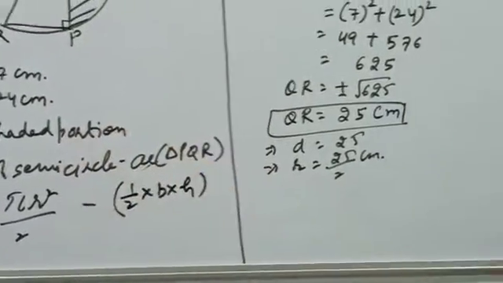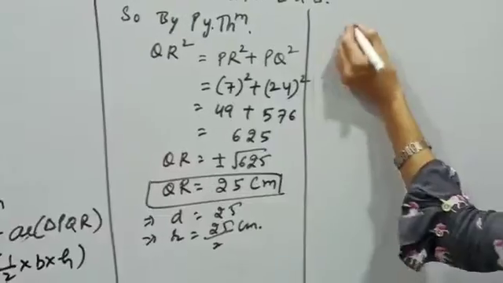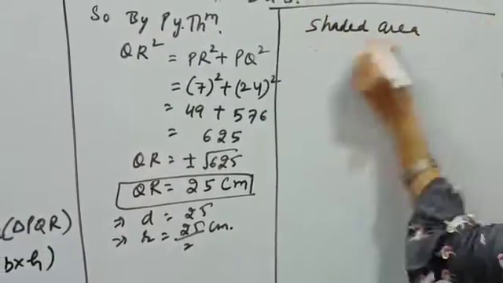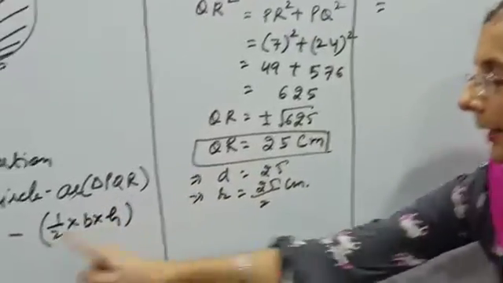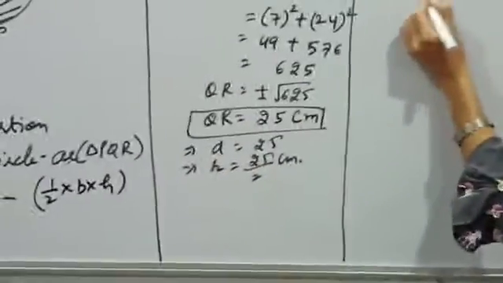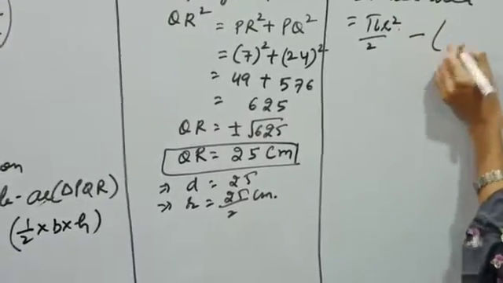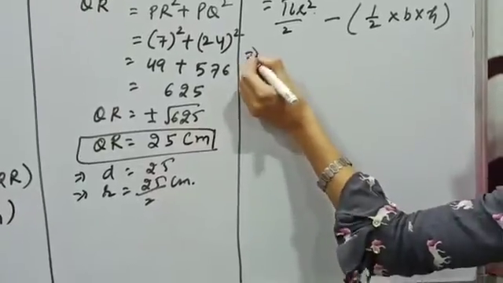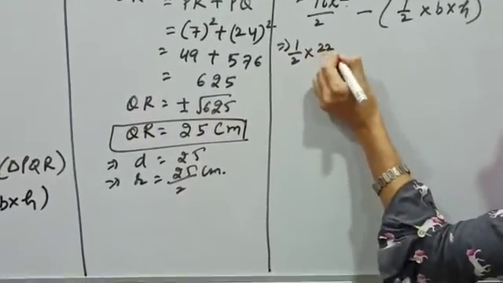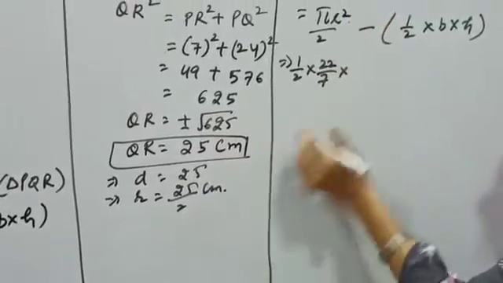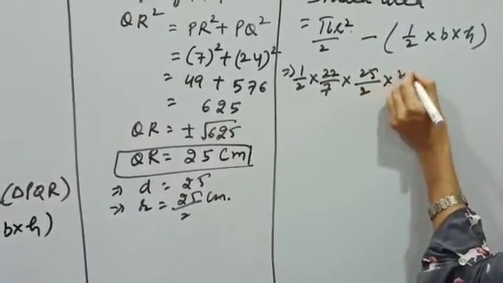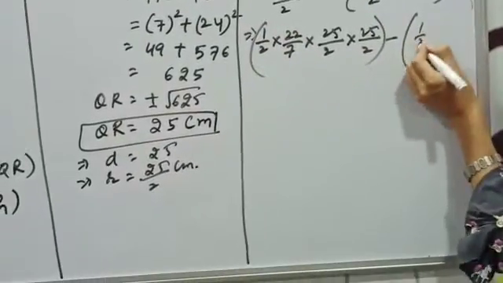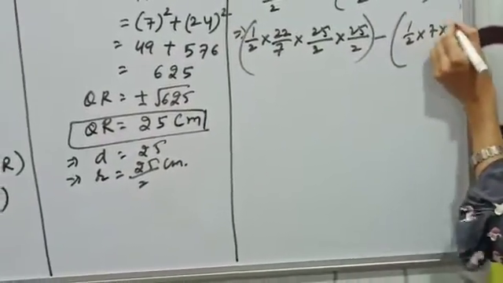So let us find the shaded area. The shaded area is equal to the semicircle area, pi r square upon 2, minus 1 by 2 into base into height as the triangle area. Now let us do the calculation. 1 by 2 into 22 upon 7 as the pi value, the radius is 25 upon 2 into 25 upon 2, minus 1 by 2 into base 7 into height 24.